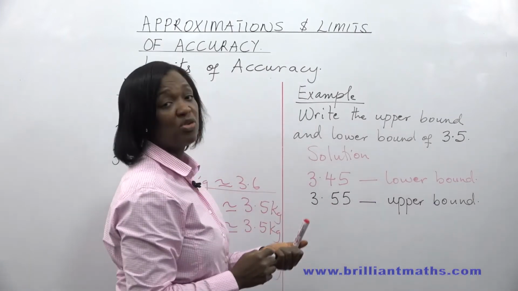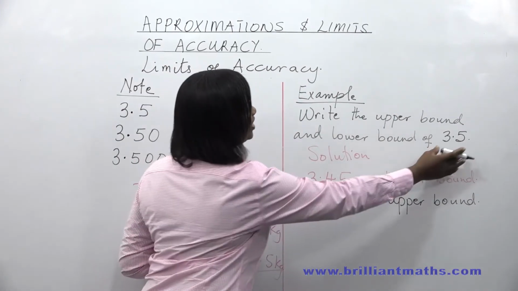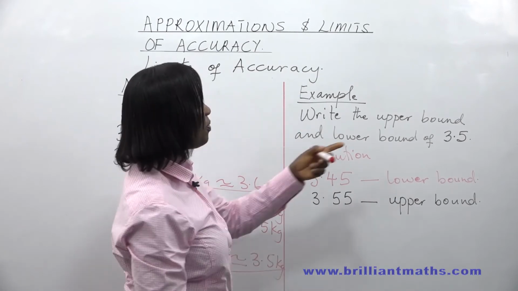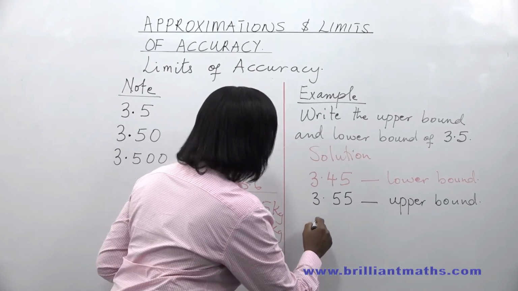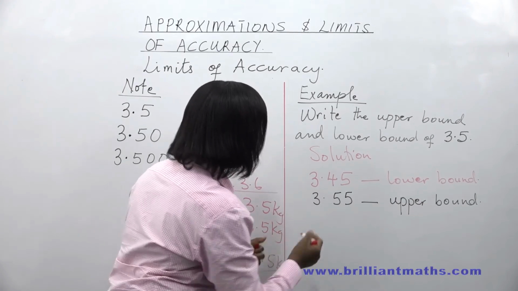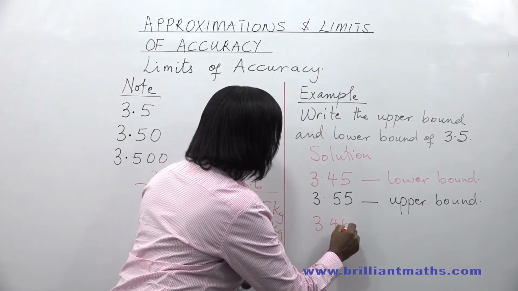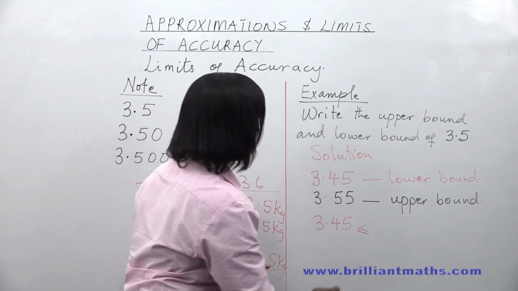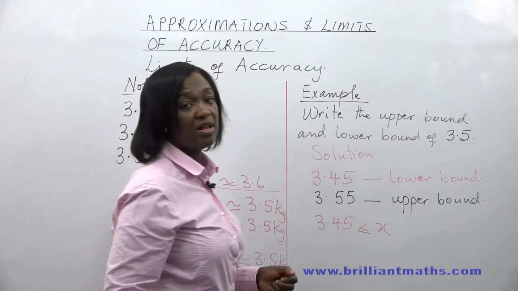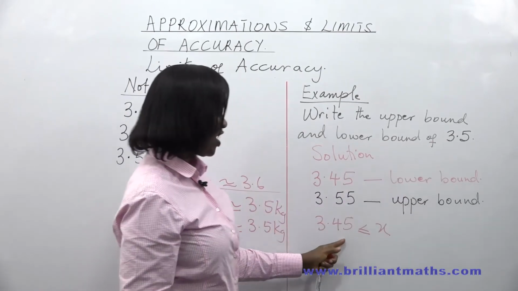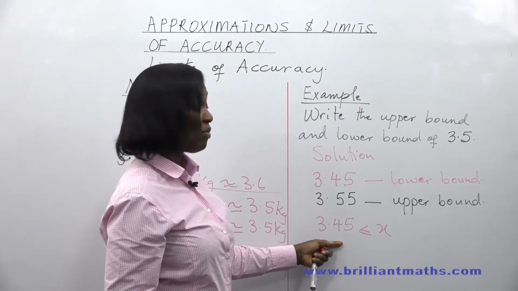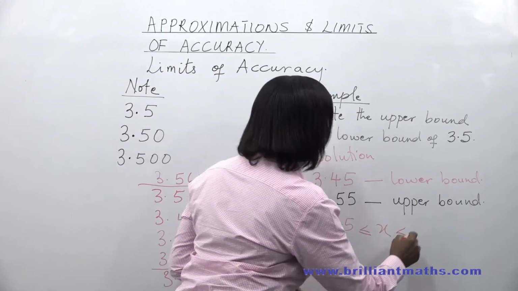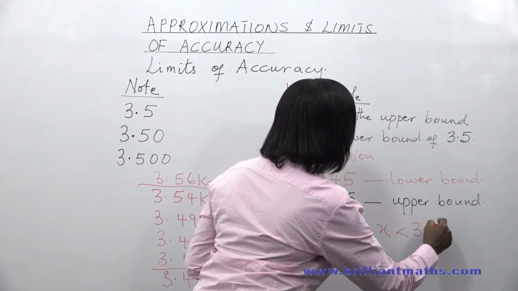So our number is actually 3.5. Let the number 3.5 be x. So the upper bound and lower bound will be written as 3.45 less than or equal to x. That means 3.5 is greater than or equal to 3.45. So 3.45 is inclusive, and x is strictly less than 3.55.